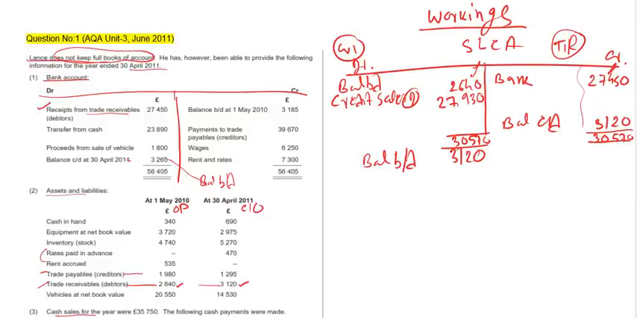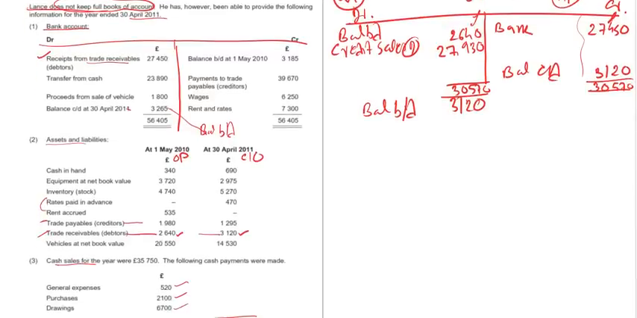Now we have some cash sales, if you remember. There you go, cash sales 35,750. So credit sales is 27930. Cash sales is 35,750.